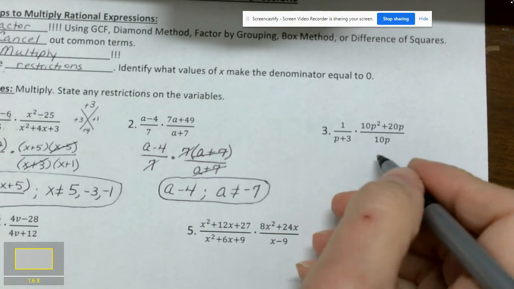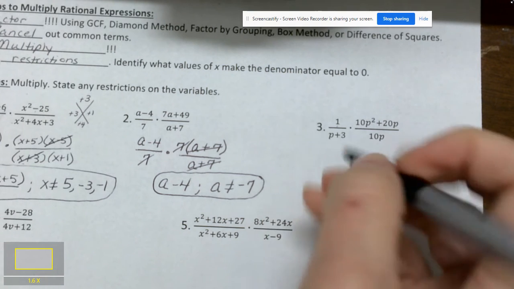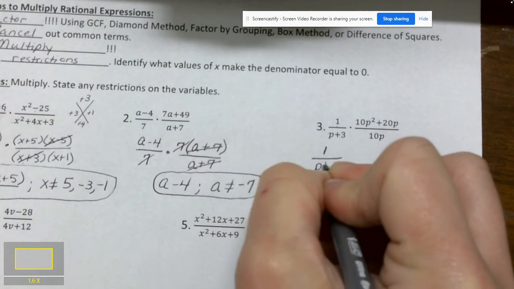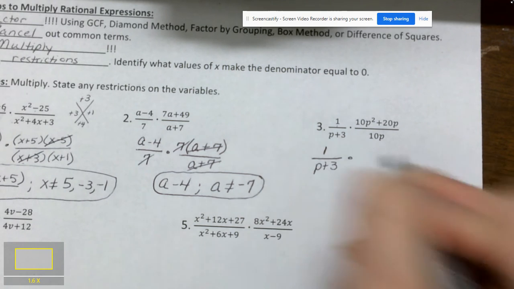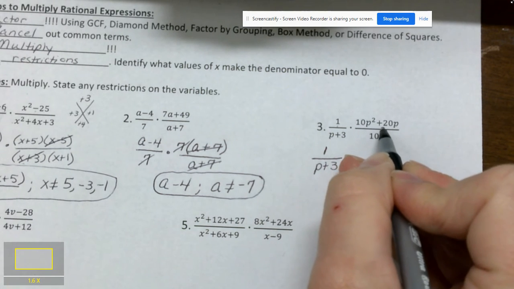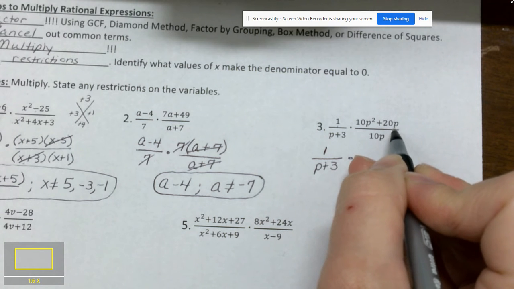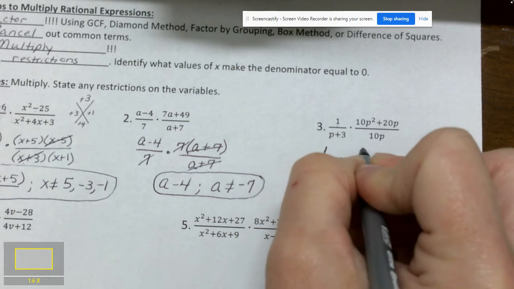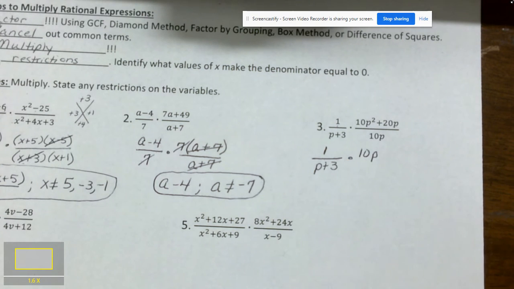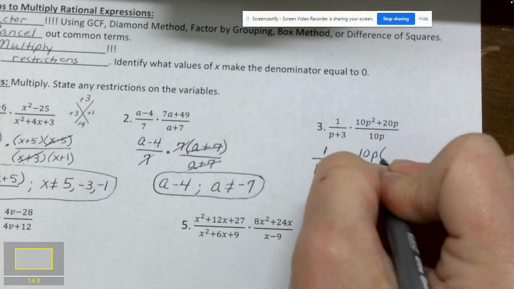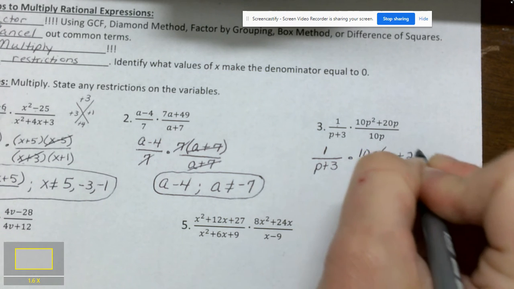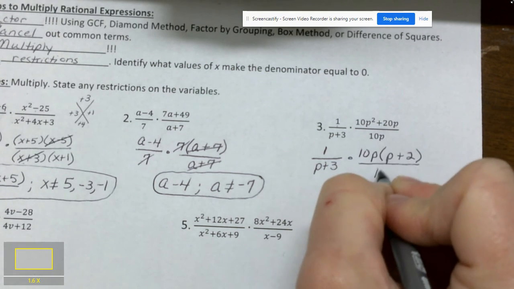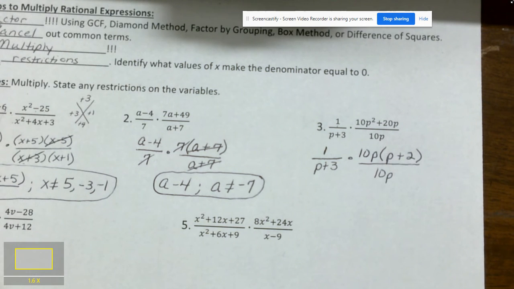Okay, let's look at one more example in this video. 1, that's as simple as it gets, over p plus 3, I can't factor that anymore. 10p squared plus 20p. These two have a 10 and a p in common. So I can take out a 10p, which will leave me with p plus 2. Over, I still have that 10p on the bottom. I can't do anything else with that.